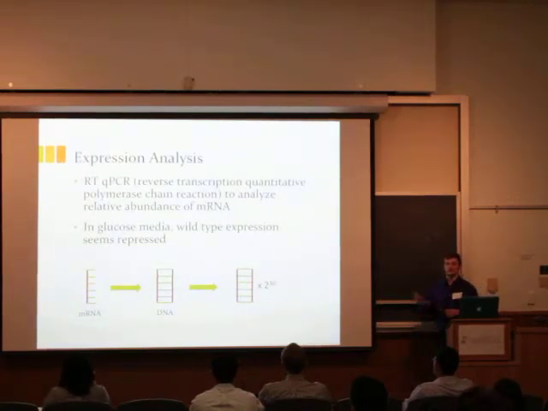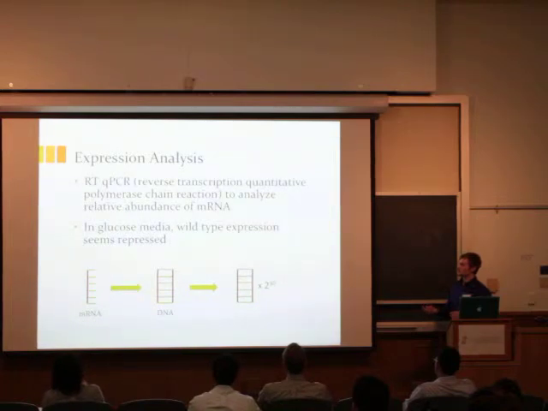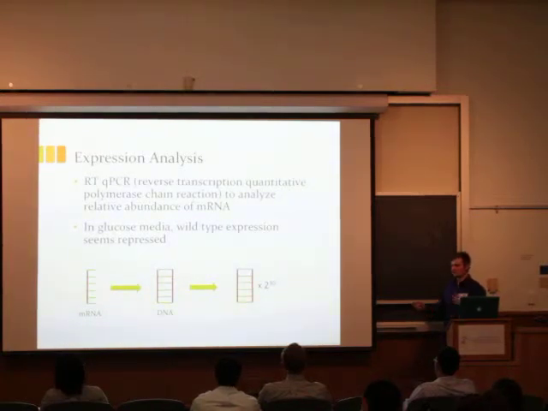The next was to check if the expression levels actually followed the repression under glucose of the wild type. So I did a reverse transcriptase quantitative PCR to analyze this. Basically what happens is there's mRNA that the cell is making to make all its proteins, which then gets reverse transcribed into DNA, and then polymerase chain reaction into a lot of pieces of DNA. So the more mRNA you have at the beginning, which correlates with more expression, then the faster this exponential growth in the polymerase chain reaction is going to happen.